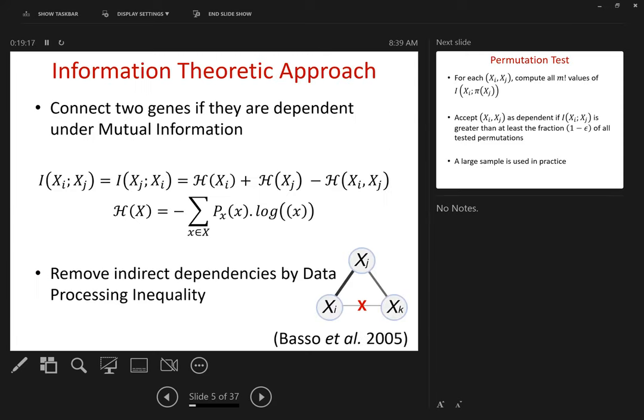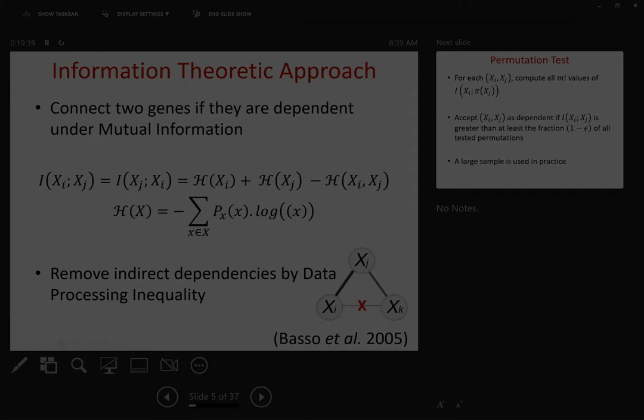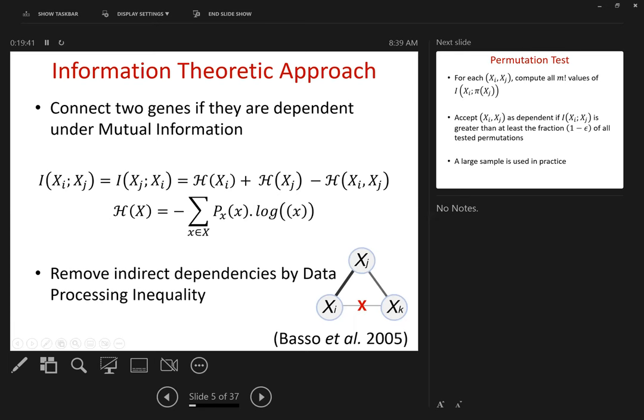Okay, so the first method of construction that I'm going to be talking about is an information theoretic approach. This approach works as follows. You essentially compute the mutual information between the expression vectors of every pair of genes, right? Mutual information is symmetric, so I of xi, xj and I of xj, xi are identical. It's related to the individual entropy and joint entropy.